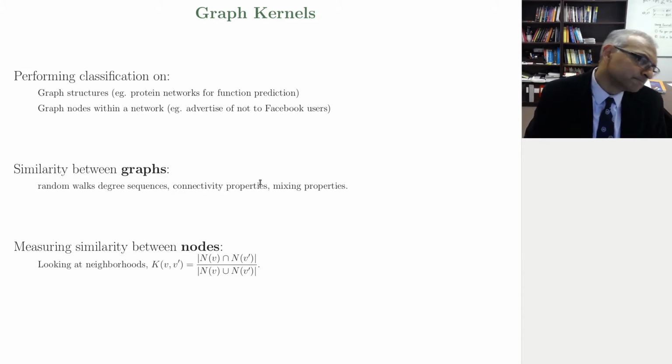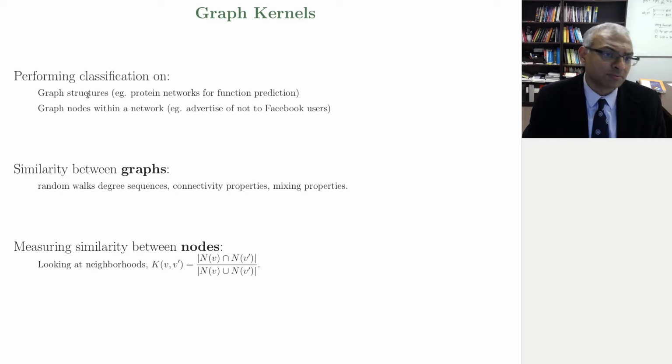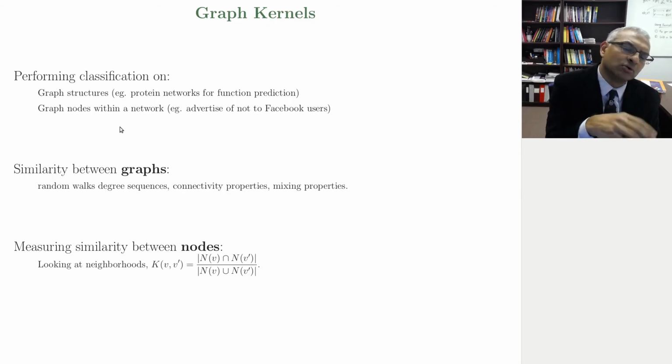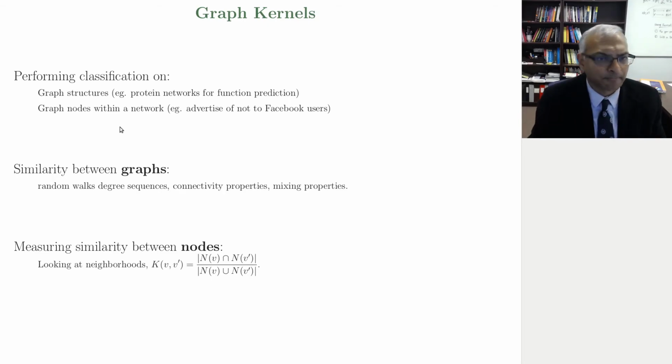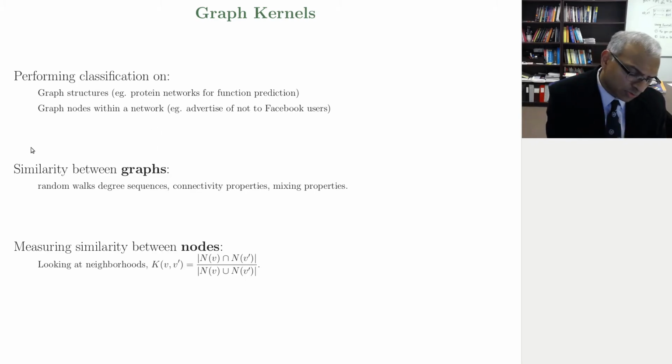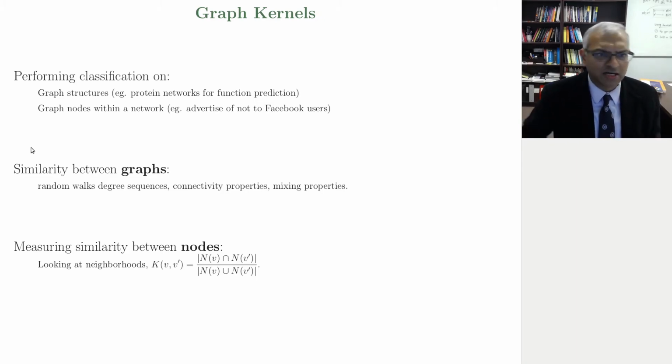Here are examples of classification problems involving graphs. Protein networks: I give you protein networks and ask, do they perform the same function? Or nodes within a network. You have this huge Facebook, and here's a node, and I can represent a node by, say, its neighborhood or its two-neighborhood, where by neighborhood we mean friends. Then you might ask, it was successful when I marketed the iPhone to this node, which other nodes should I market to? So we're looking for a measure of similarity between nodes in a network, and a node is defined as a graph. So we can try to come up with similarity measures between graphs.